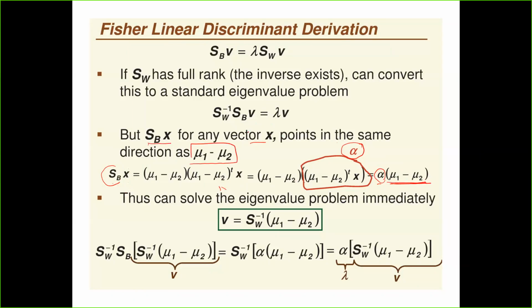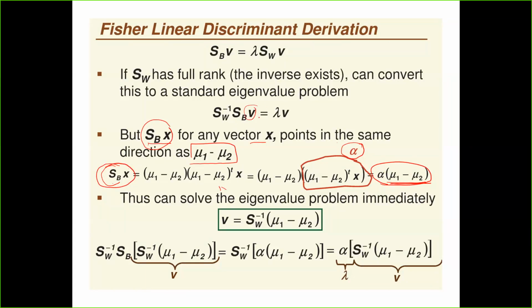For any vector X, SB X points in the same direction as mu1 minus mu2. This is the property of SB. Okay, so now for which vector V does this happen?